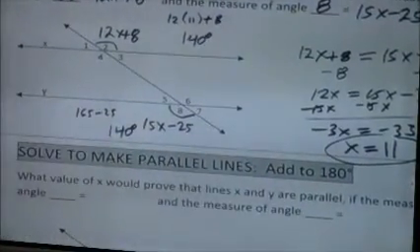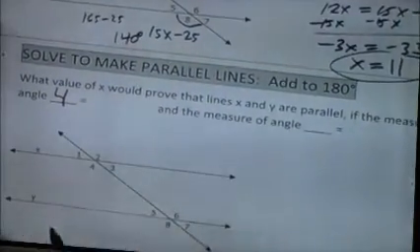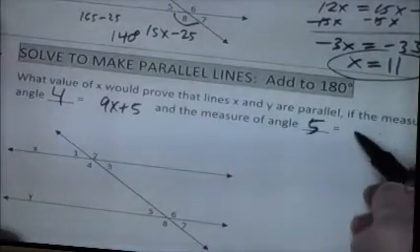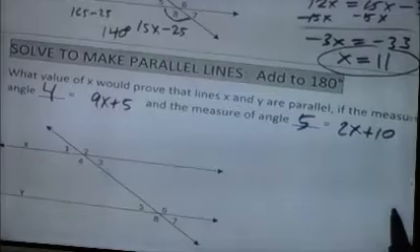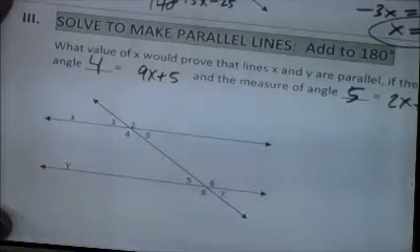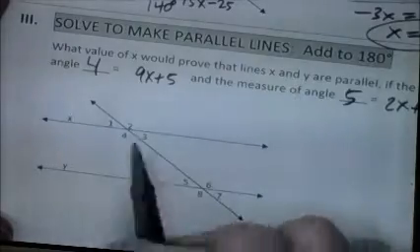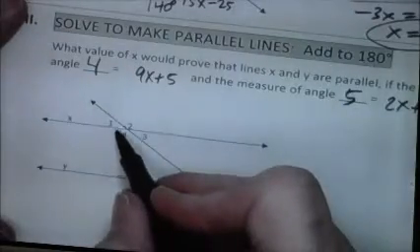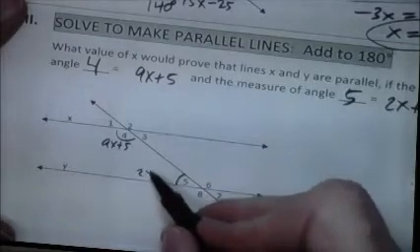So let me give you the numbers for this one. Measure of angle 4. We're going to use angle 4 is equal to 9x plus 5. And the measure of angle 5 is 2x plus 10. So it still doesn't say here that the lines are parallel, so it's like the last one, we have to figure out what number of x put in here would force these two angles to either be equal or add to 180, and that would force these two to be parallel. So angle 4 is this one here, 9x plus 5. Angle 5 is this one here, 2x plus 10.